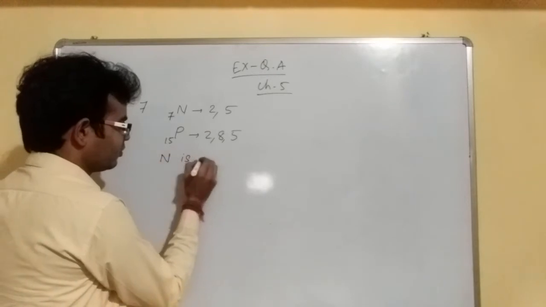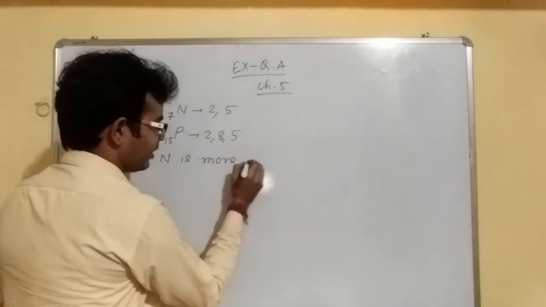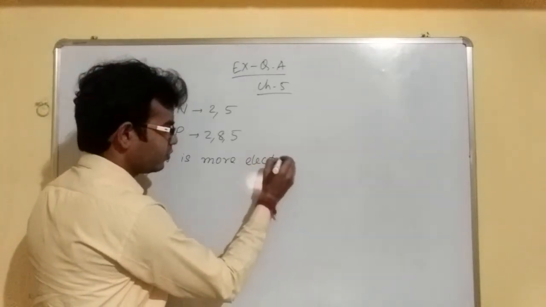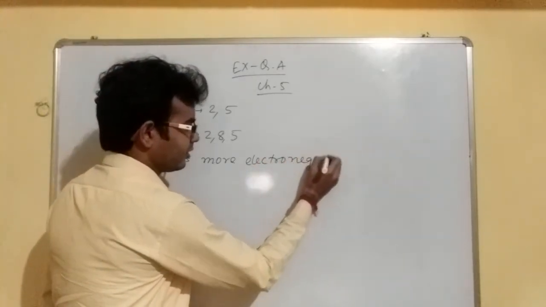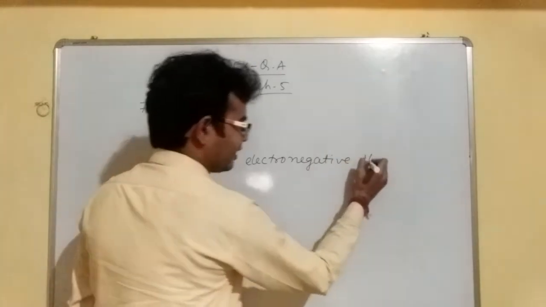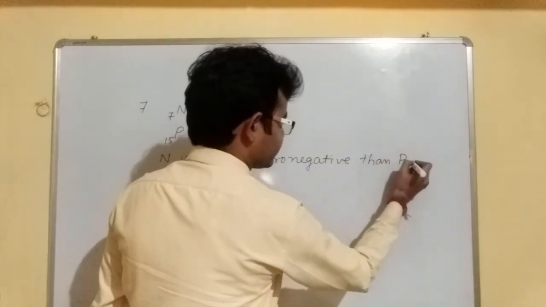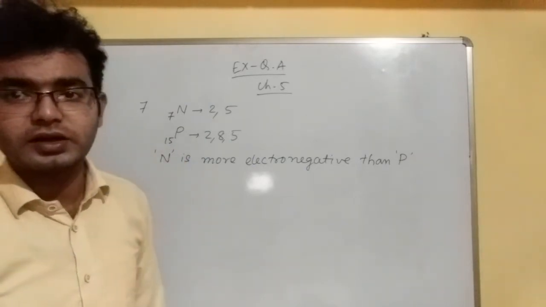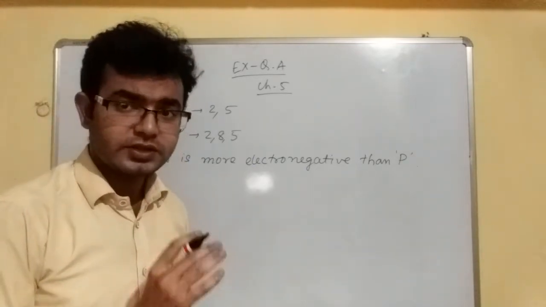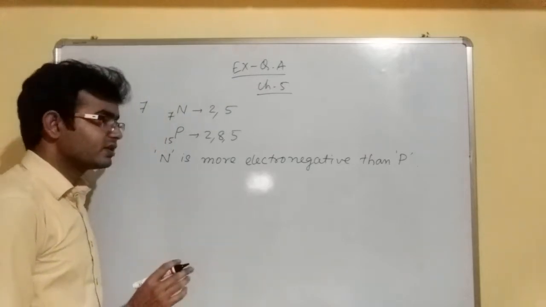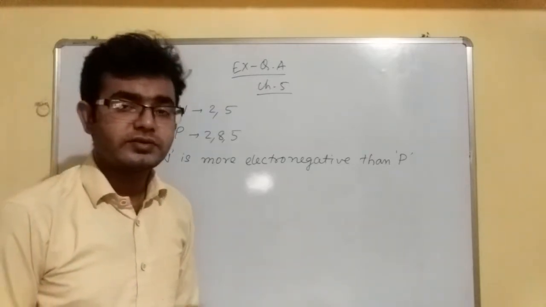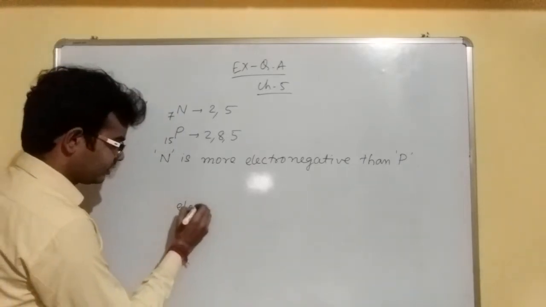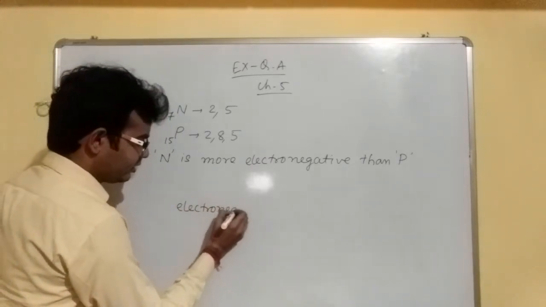Nitrogen is more electronegative than phosphorus. Okay, nitrogen is more electronegative than phosphorus. Let us discuss why. Before discussing the reason, let us first discuss what electronegativity is.